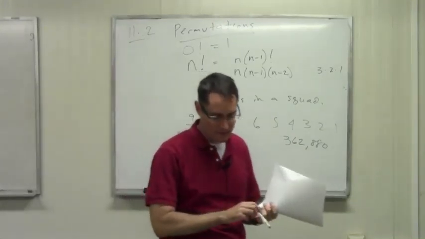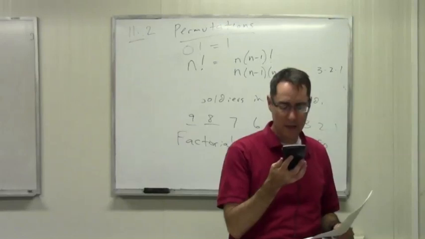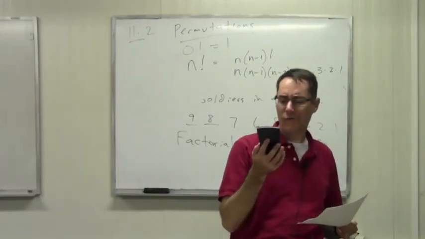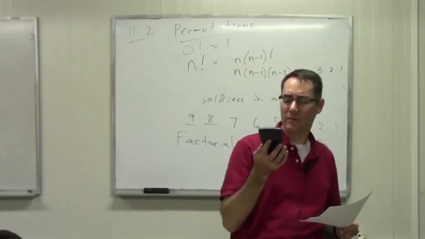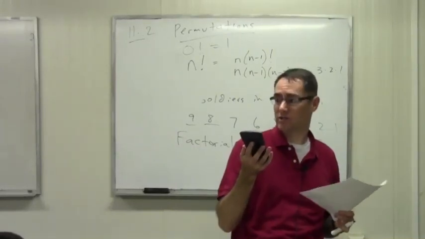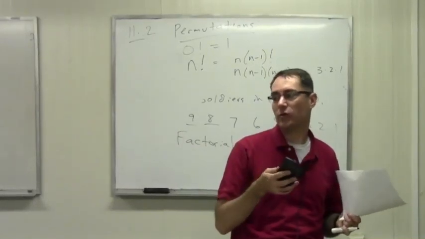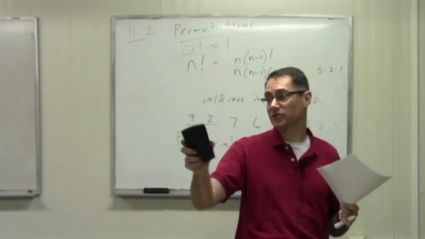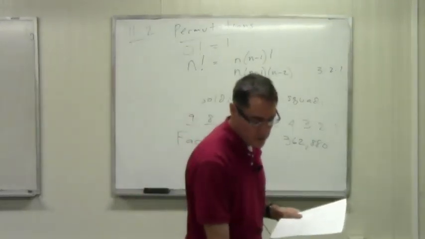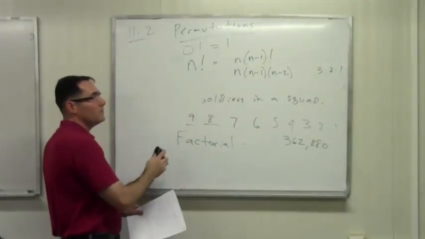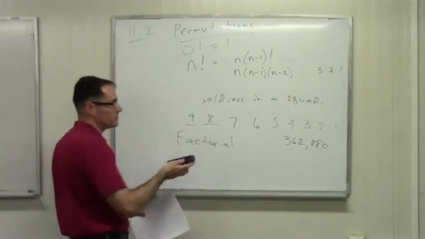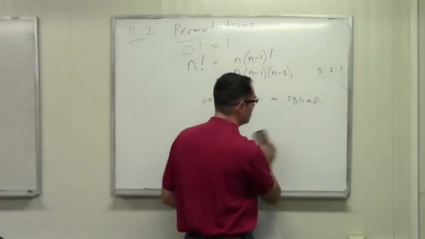Good question. Some calculators have a factorial button. I'm not sure this one does. There may be a factorial button here somewhere. I'm not exactly sure. But most of the time, you will not have to calculate it all out. The worst you might have to do is like 10 down. You won't have to do 100 down. That would take all day. Some calculators do have a factorial button. It might have a special button that does that.